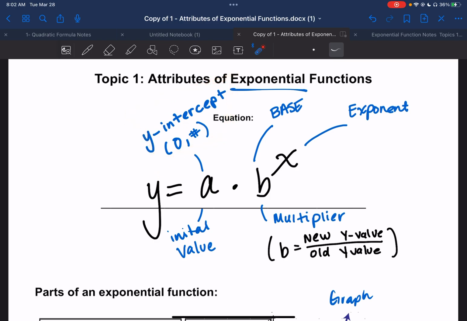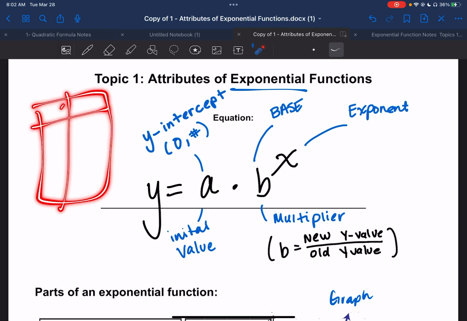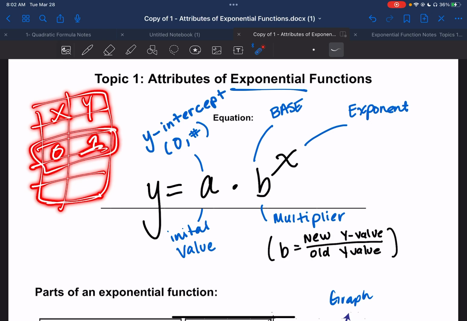It's my y-intercept. So if I'm looking at a graph, it's this point right here. If I'm looking at a table, with x and y, you would want to find when your x value is 0, and then this would be like 1. Okay, so this is what you're looking at.